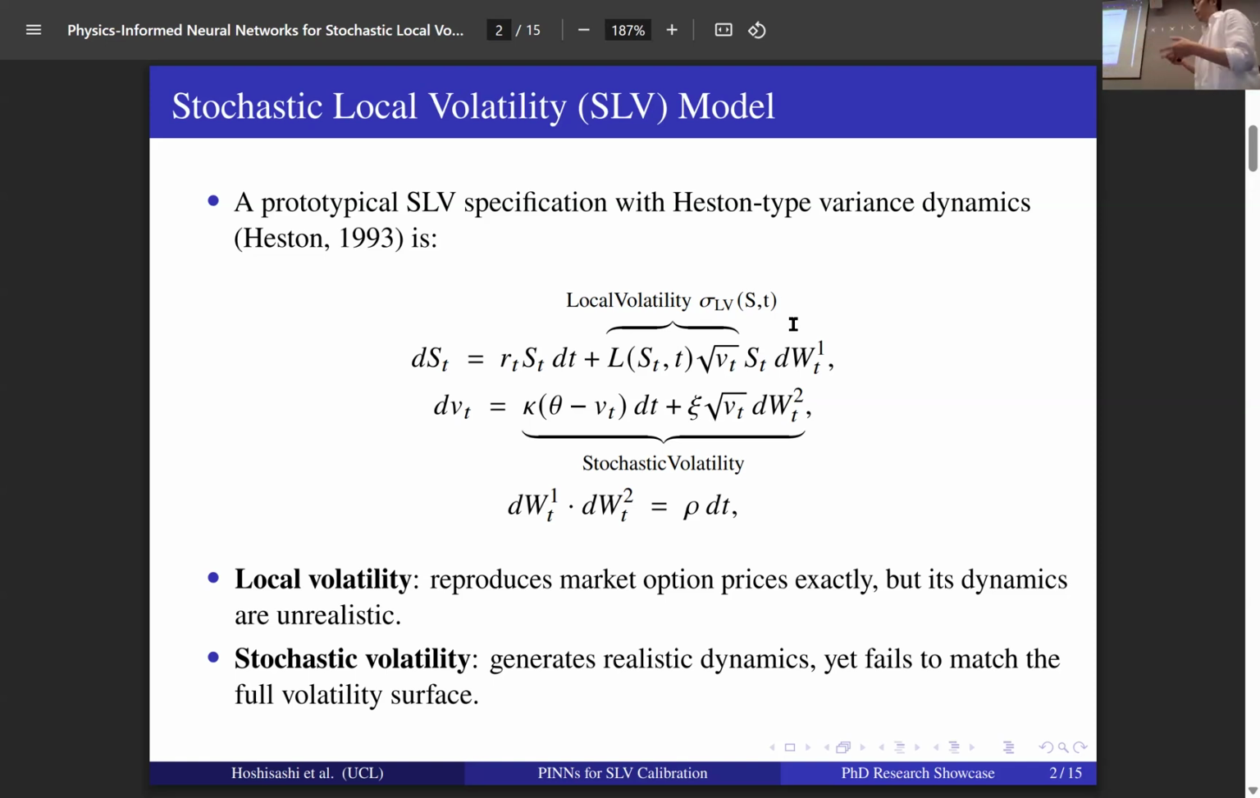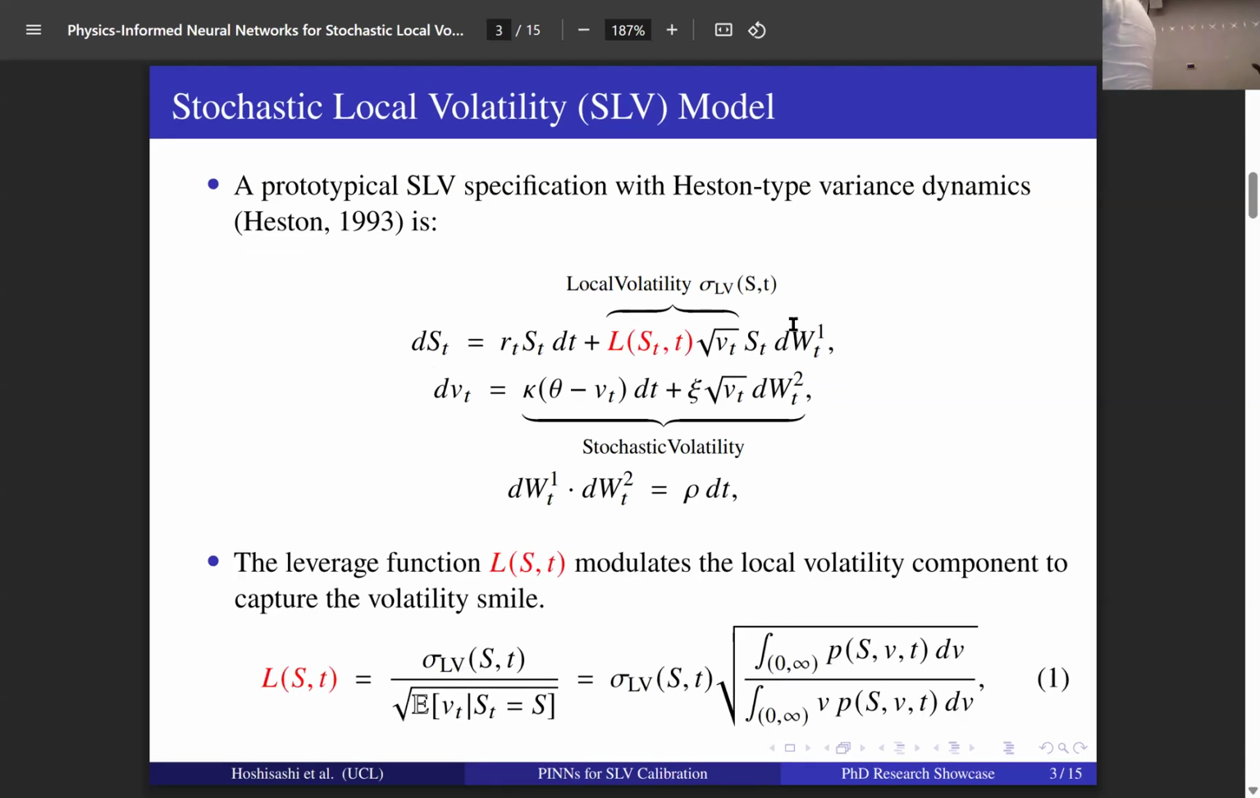So to solve that problem, the stochastic local volatility model, called the SLV model, introduces a new coefficient shown here, called the leverage function L, to combine the local volatility model and the stochastic volatility model by introducing this component, which is represented here and includes the integral calculation to reach that.